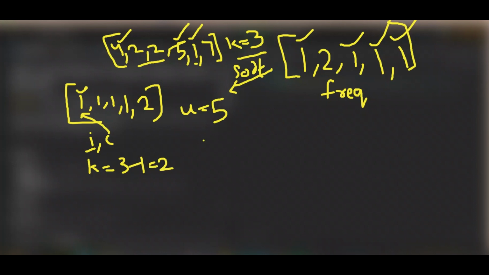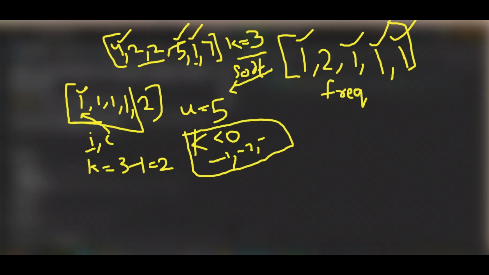Here we can say that if we remove till here, k might be less than 0, like minus 1, minus 2, minus 3 and so on, right? Till the sum of these frequencies. In that case we need to return the number of unique elements left in this frequency. Let's do a simple walkthrough.